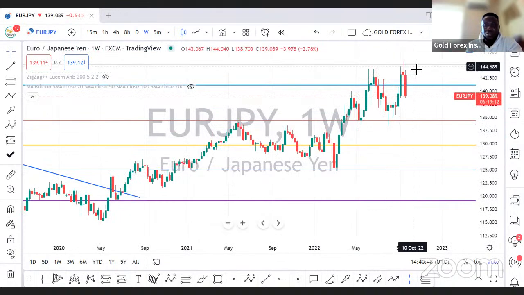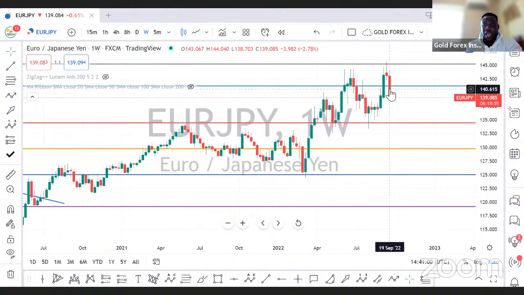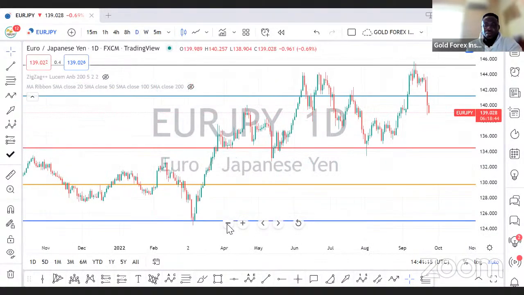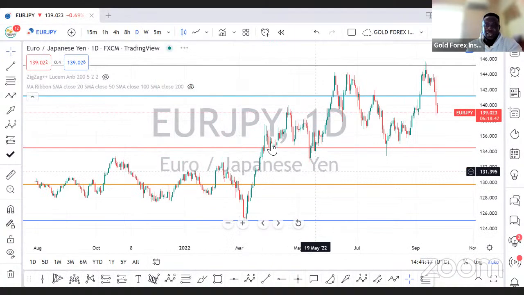Now, it came to form a double top, or this one caused a liquidity grab, okay? And I'm still expecting a sell of this move if this one closed the week as an evening star doji. So if you have an evening star over here, these three candles, then that means that we are going to see more sales coming in. Now, when you look at the daily, this one will form more or less like a harmonic pattern.